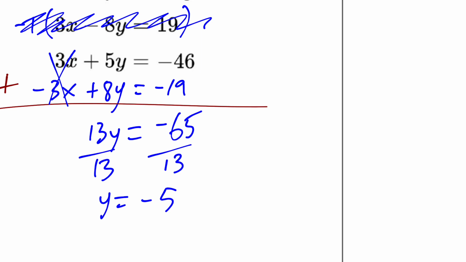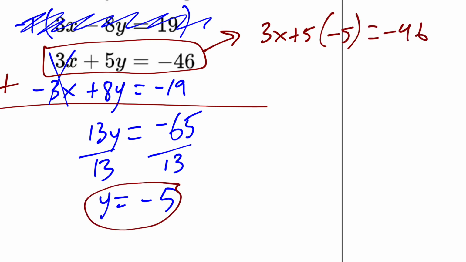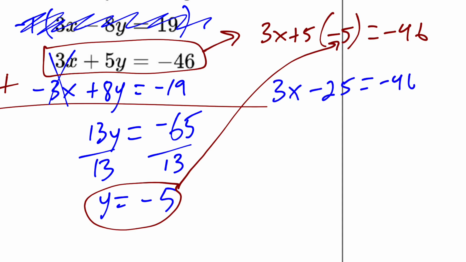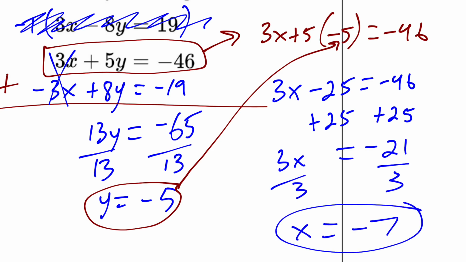So let's go ahead and use one of my original equations, like let's say this one. 3x plus 5 times negative 5 is equal to negative 46. So I took this 5 and I plugged it in right there. This is like saying 3x minus 25 is equal to negative 46. When I add 25 to both sides, this brings me closer to 0. So I'm at negative 21. I divide both sides by 3. I have x is equal to negative 7.